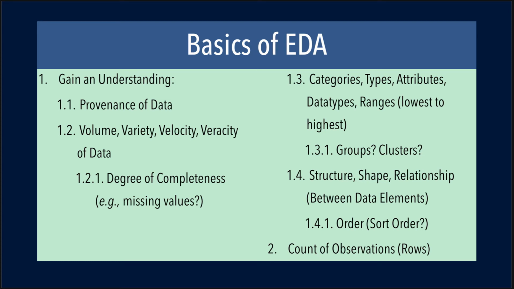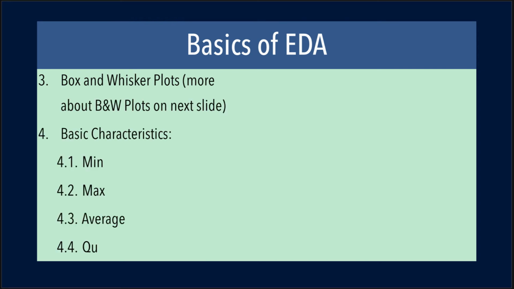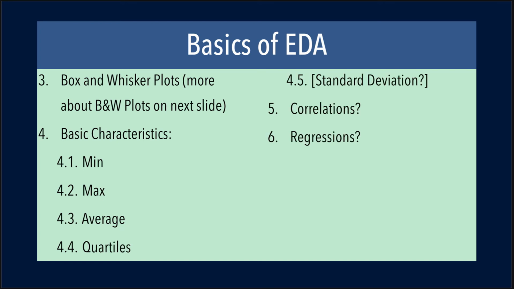And the count of observations. Frequently, for example, in a relational data model, that would be the number of rows in a table. We also want to understand something called box and whisker plots, or something equivalent. I'm going to get more into that on the next couple of slides. And some other basic characteristics of some of the data. Where applicable, not all attributes in a data set are applicable to all of these measures.